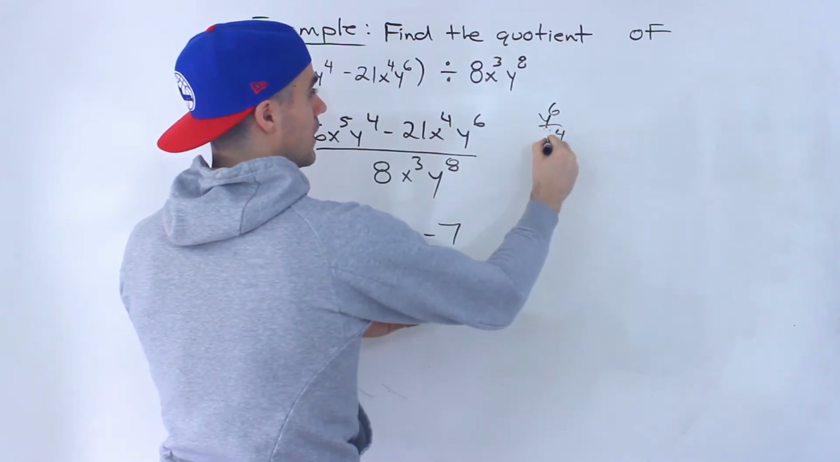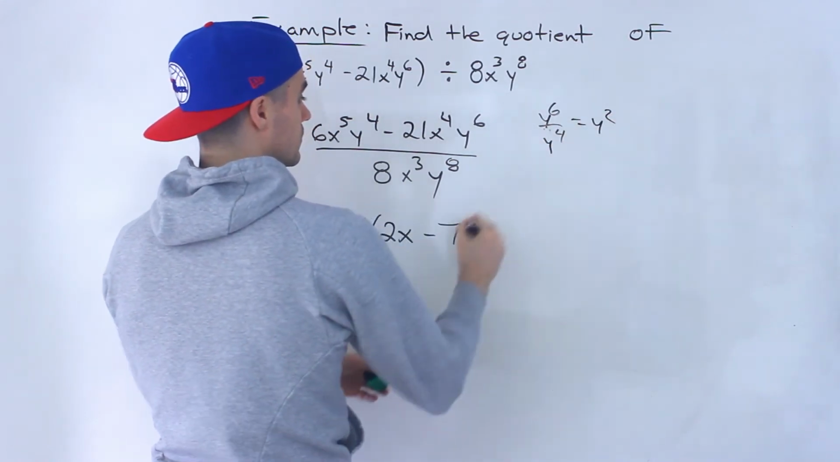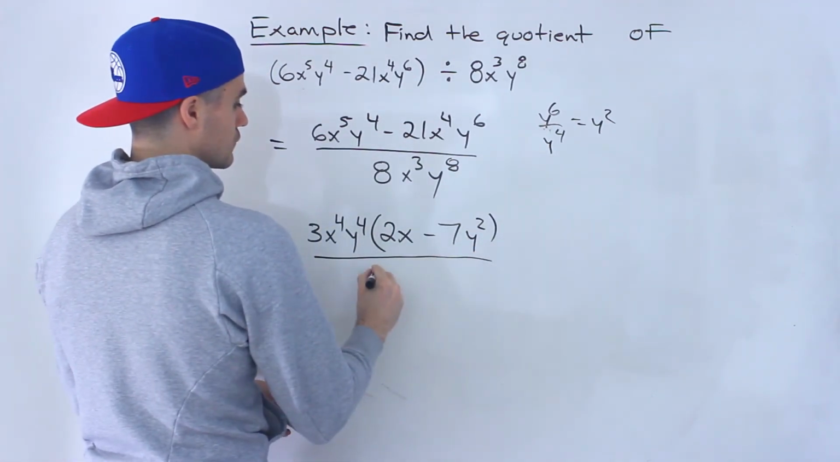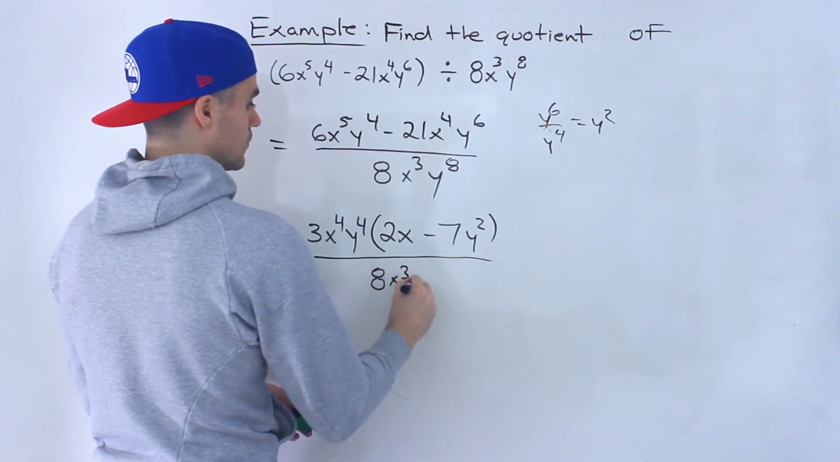sorry, that should be a y. That would be y to the 2, like that. That's going to be all over 8x cubed y to the 8.